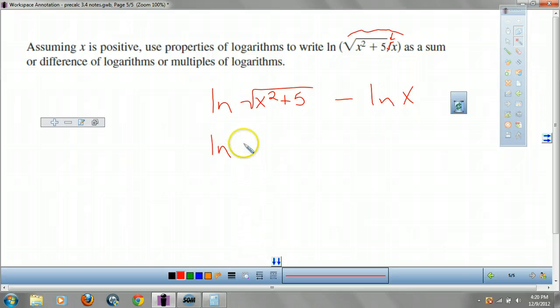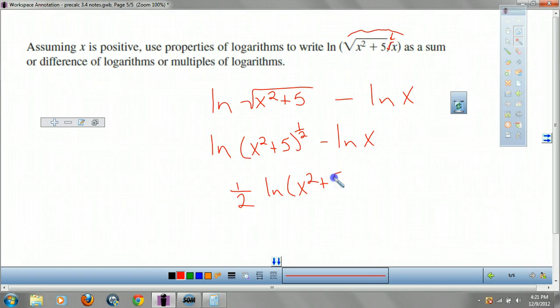Now, I'm going to rewrite this. That square root is the same thing as taking that to the half power, right? Anyone agree? Disagree? Have some quarrels? Okay. So now, next thing I can do is, what can I do with that 1/2, guys? Bring it out in front. 1/2 natural log of x squared plus 5 minus natural log of x.